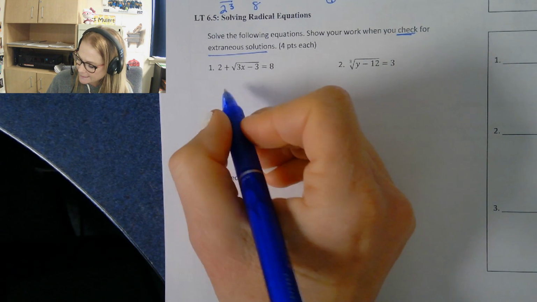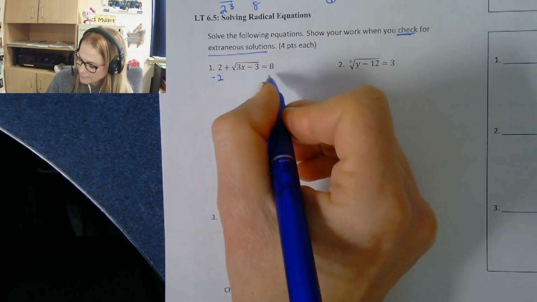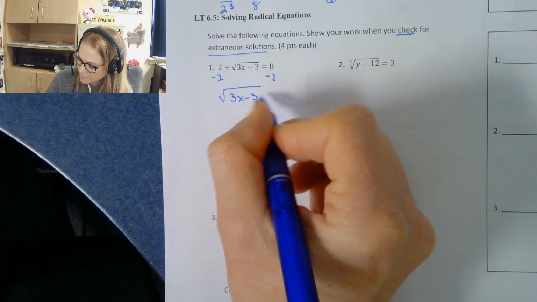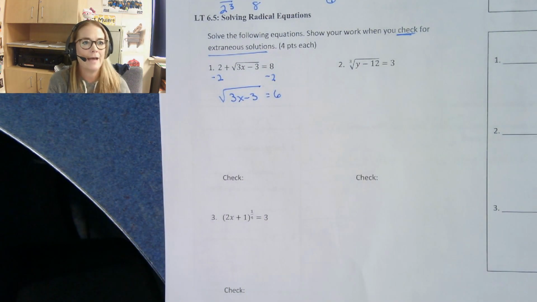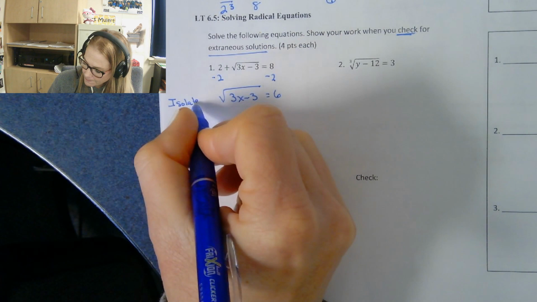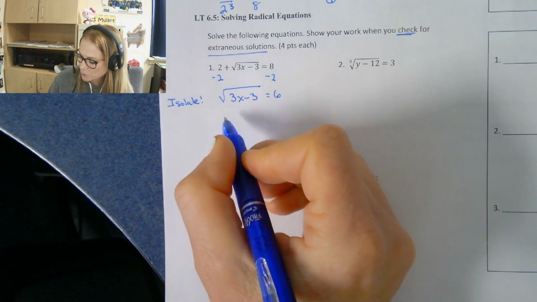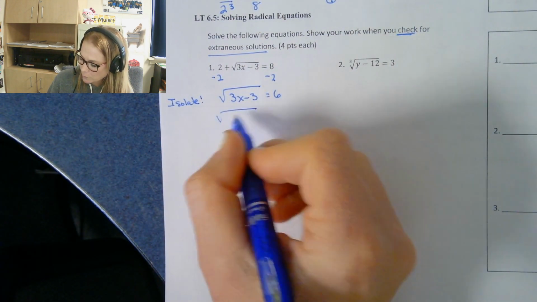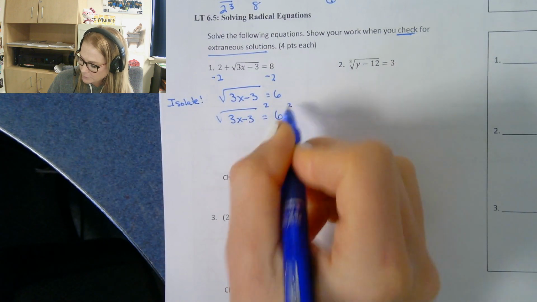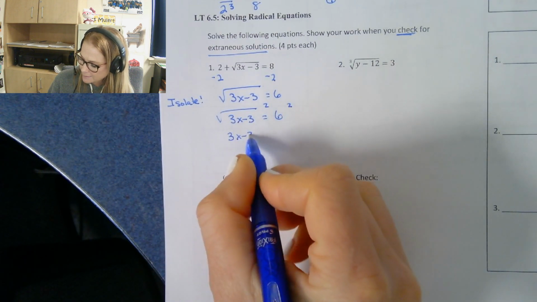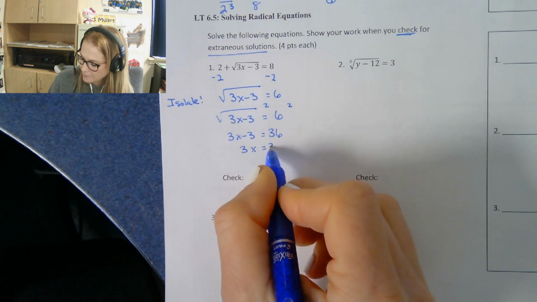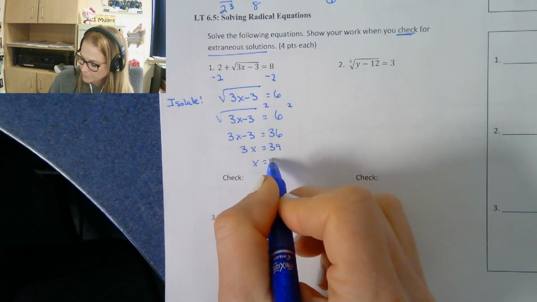Okay, anyway, so let's isolate first. So minus 2, so 3x minus 3 equals 6. That's called isolate. Isolate first. Okay, and then we're going to square both sides. So I want to square and square. So 3x minus 3 equals 36. Add 3, 39. X is equal to 13.